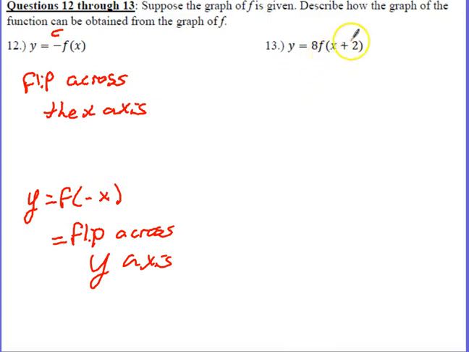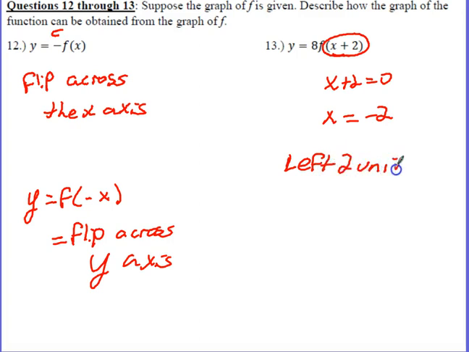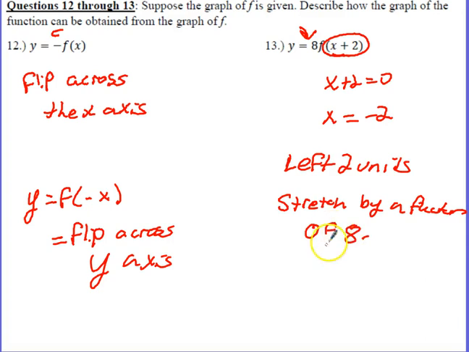Okay? Now here, remember, we want to figure out when does this equal 0. That's going to tell us how it moves. So x plus 2 equals 0. Since we get x equals negative 2 for that piece, that means that it is going to move left 2 units. And this 8 in front, it's going to stretch by a factor of 8. In other words, y values all multiply by 8. So it'll make it look a little bit thinner and taller.